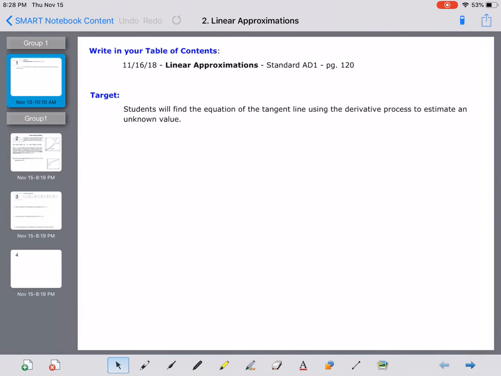This video right here, we're gonna be talking about linear approximations. This is one of two videos that I want you to watch over the Thanksgiving break. So go ahead and put this in your table of contents.